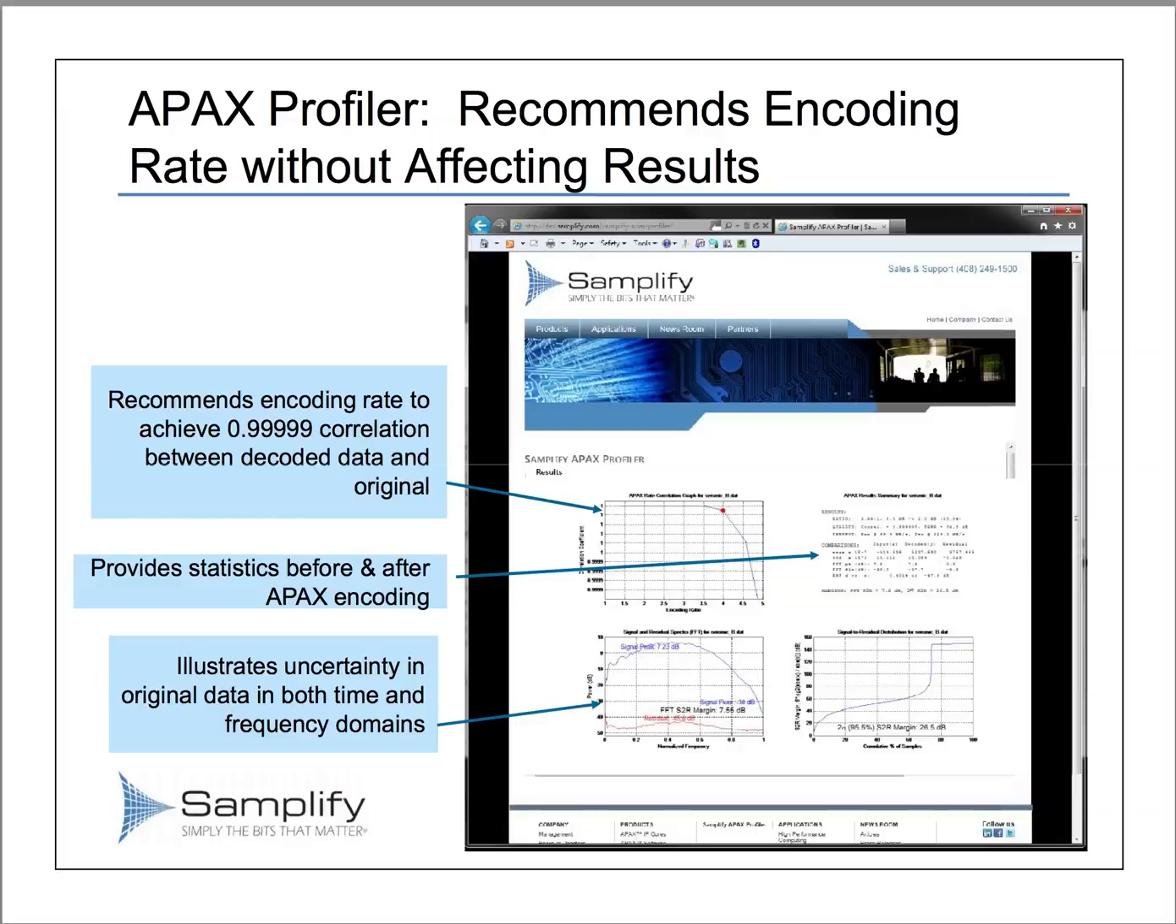The metric that Samplify is using is called the correlation coefficient, and it basically says how many of the decimal digits of the original data are preserved in the decoded data. The upper left-hand graph of this slide we're looking at here is called the rate correlation curve. So the encoding rate is on the x-axis, and the correlation ratio is on the y-axis.